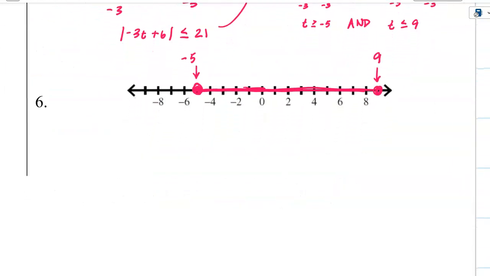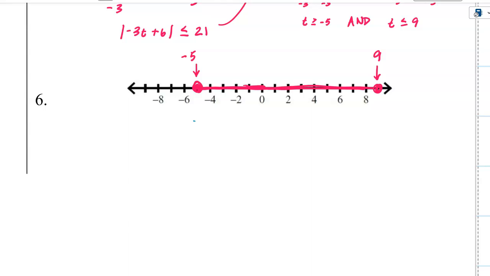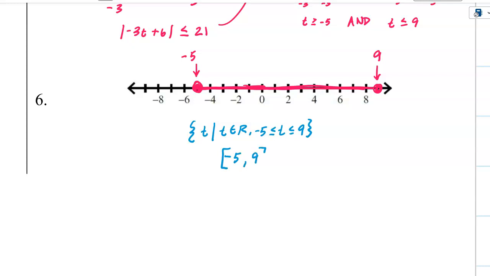To write that, t such that t is an element of all real numbers. And I can write this as a compound inequality. I can say t is less than or equal to 9, has to be greater than or equal to -5. Just like that. And then in set builder notation or interval notation, it starts at -5, includes -5, and stops at 9 and includes 9. And there you go.